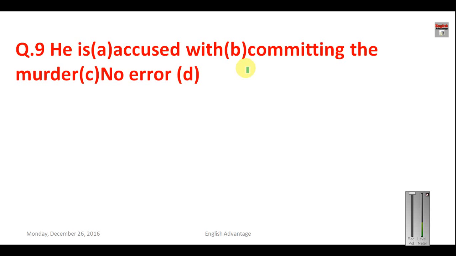Question number 9, he is accused with committing the murder. Now in this sentence, this word accused means he has been blamed by somebody. So accused is followed by of, not by with. Okay, so here your answer will be B. Accused of. He is accused of committing the murder.